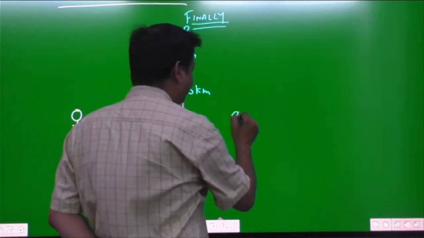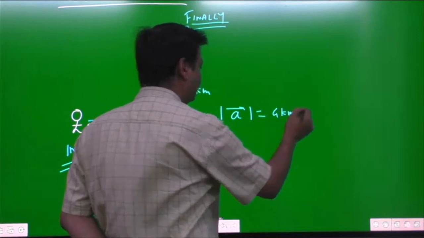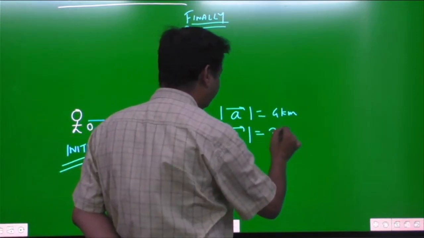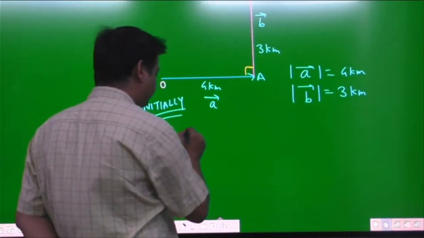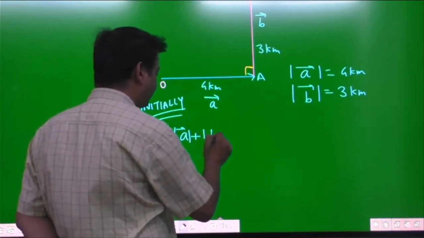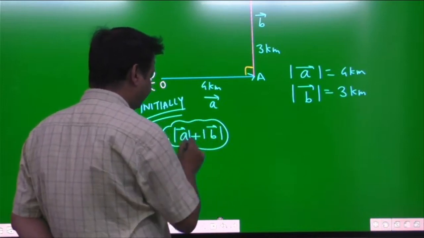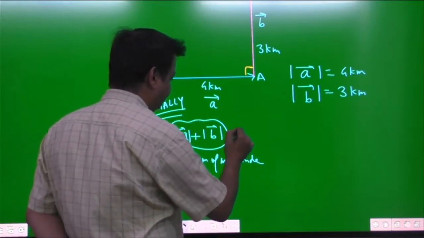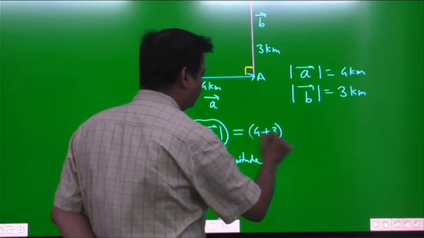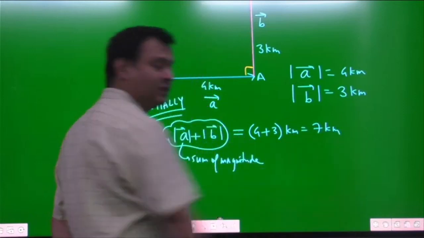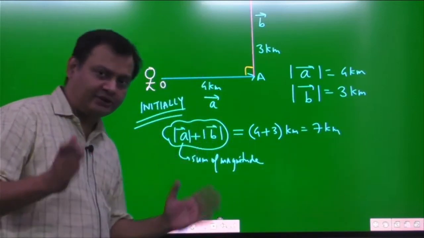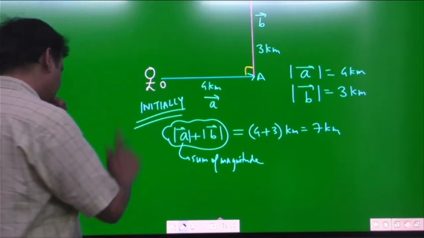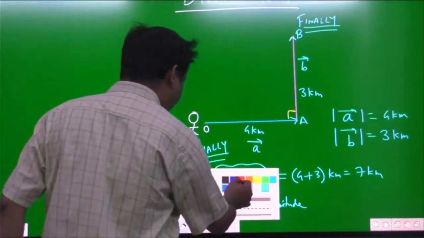If I say what is the magnitude of vector A, you will say how much? 4 kilometer. Magnitude of vector A will be 4 kilometer. What will be the magnitude of vector B? You will say 3 kilometer. Simply the magnitude. Now, if I say what will be modulus of A plus modulus of B? So right now we have seen what is the meaning of this notation. It means sum of magnitude of vectors. So it will be how much? 4 plus 3 kilometer. So answer will be 7 kilometer, right? So in this case, the sum of the magnitude of vectors, that is modulus of vector A and modulus of vector B, when you are adding them, it is coming to be 7 kilometer. Okay. Now suppose we have to find the resultant vector.